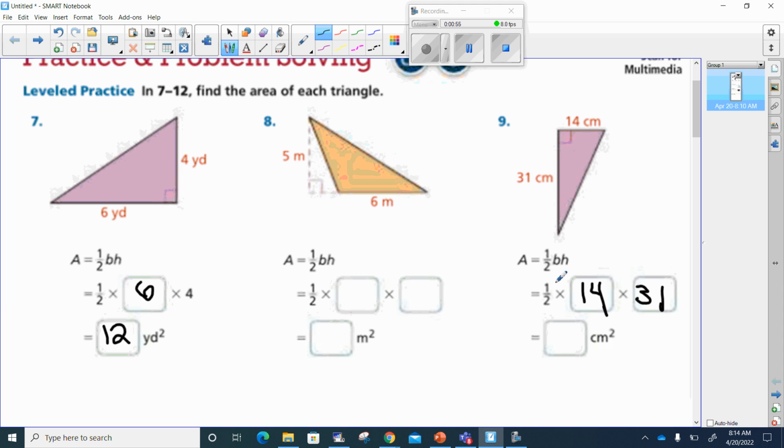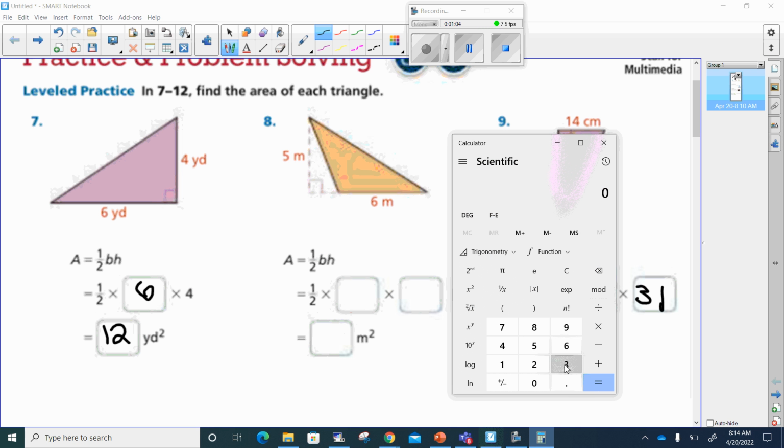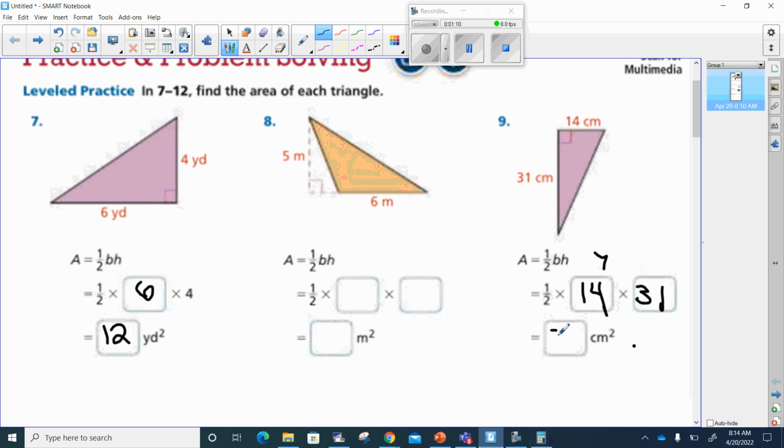All right, so we're going to go with 1/2 of 14, which is 7. 7 times 31, we're going to pop that in our calculator real quick. And 31 times 7, that's 217. So this would be 217 centimeters squared.